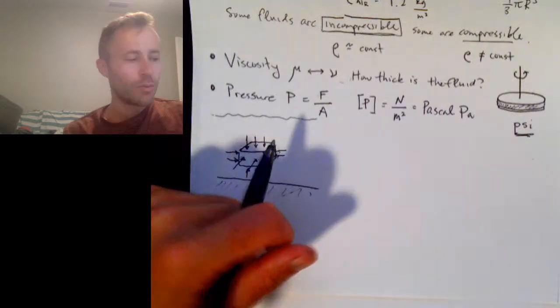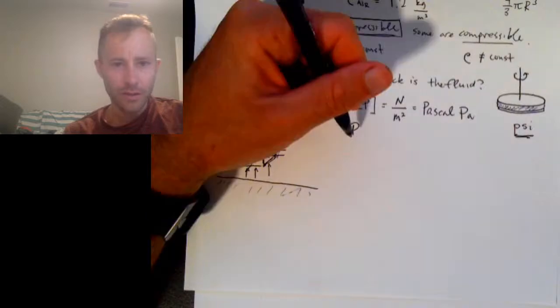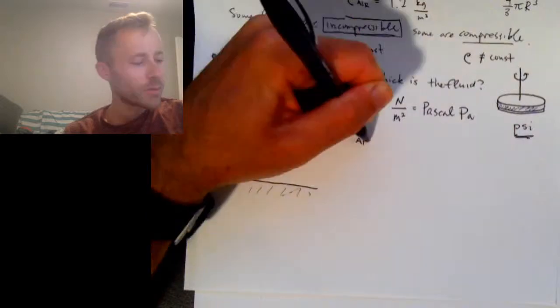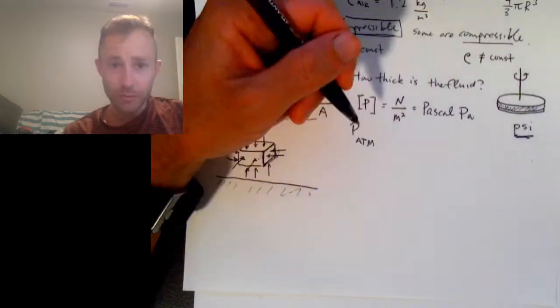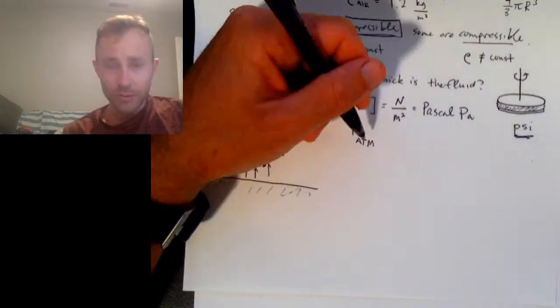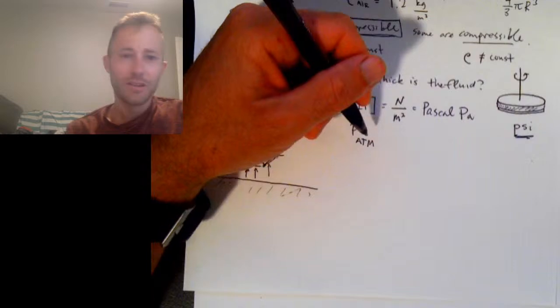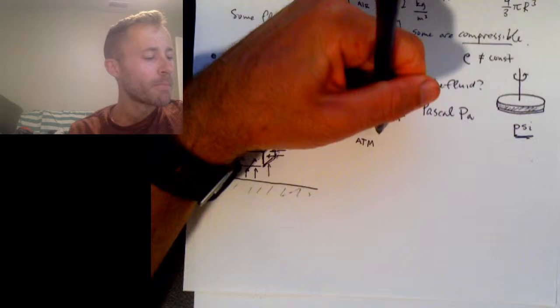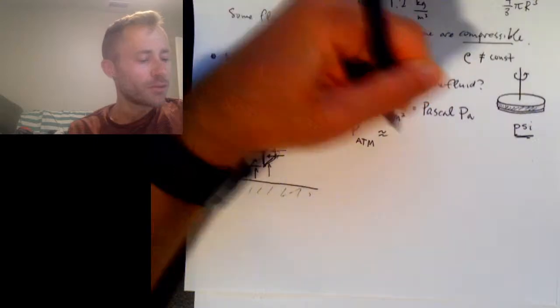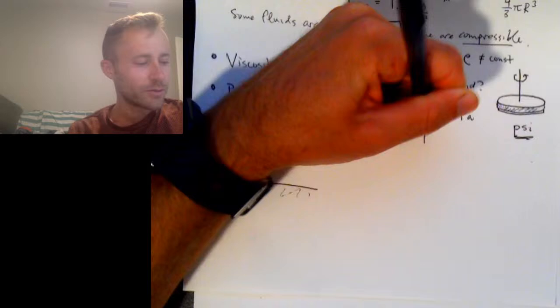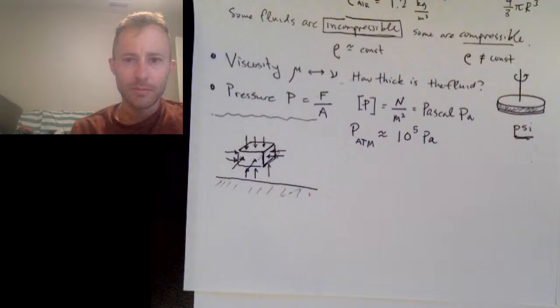There is one pressure that's handy to know, which is the atmospheric pressure at the surface of the Earth. It varies depending on weather conditions. You look at a barometer and air pressure goes up, air pressure goes down. But it's right around 10 to the 5th pascals. So that is the air pressure.